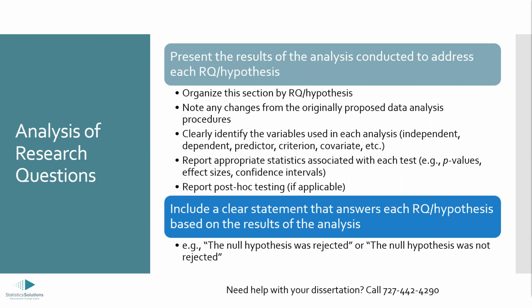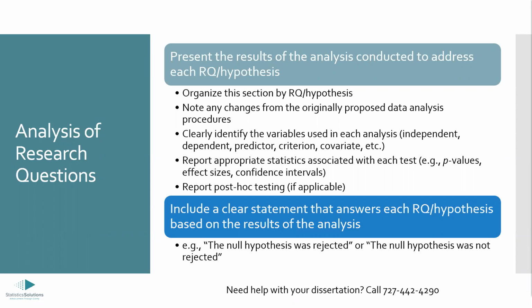Then once you have discussed all of your assumptions, it's finally time to present the results of your analyses that answer your research questions and hypotheses. So you'll want to organize this section by research question if possible. If you have 5 research questions, you'll just want to go in order of research question 1 through 5. You don't want to jump around and start with research question 2 and then go to research question 4 and then back to research question 1. You'll want to follow your research questions in order.